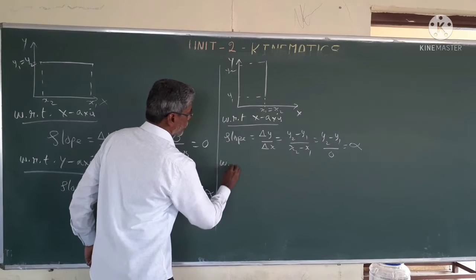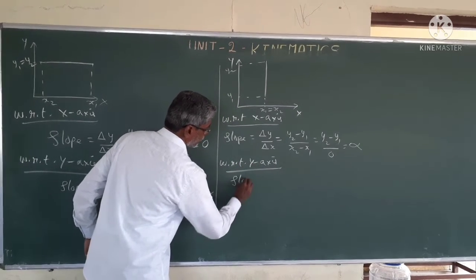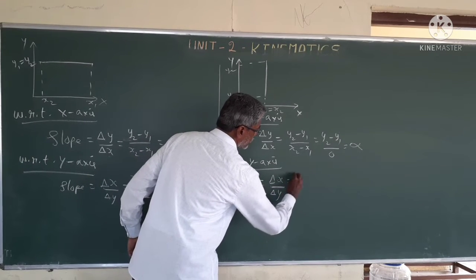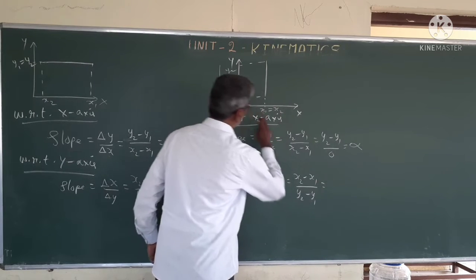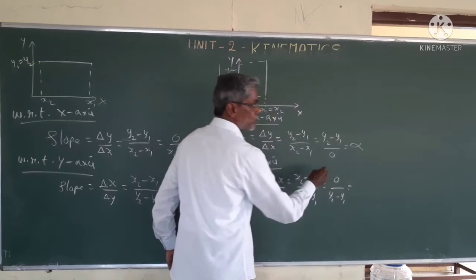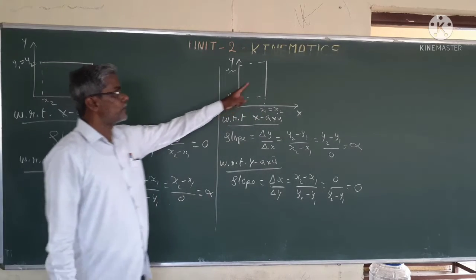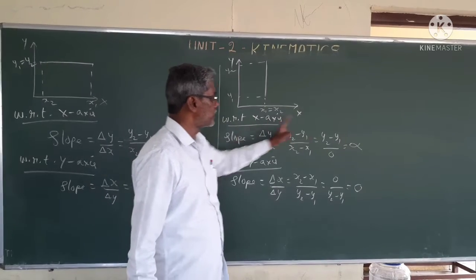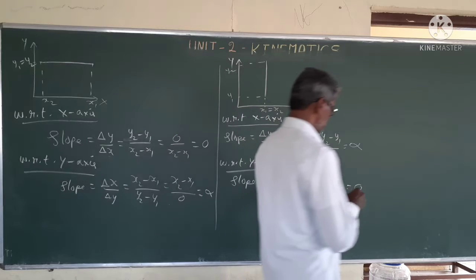Now with respect to the y-axis, slope is equal to delta x by delta y. So I can write (x2 minus x1) by (y2 minus y1). Here it is 0 by (y2 minus y1). So 0 divided by any number will give 0. So for a vertical line, with respect to the x-axis, the slope is equal to infinity. With respect to the y-axis, the slope is 0.